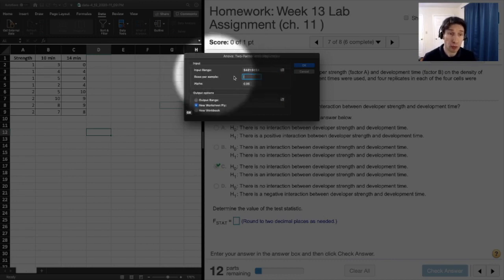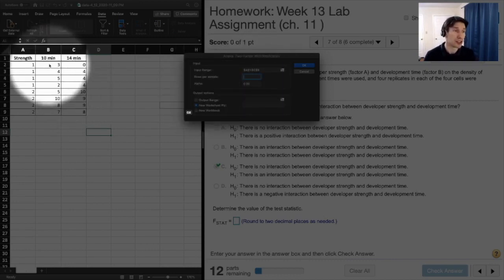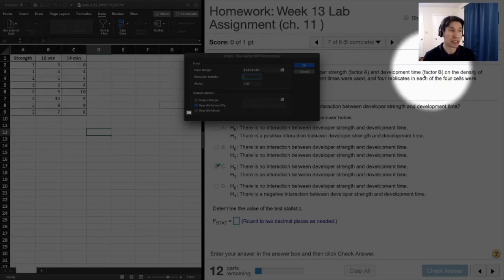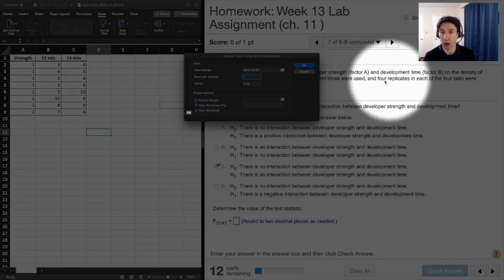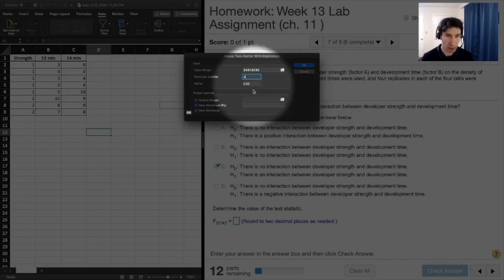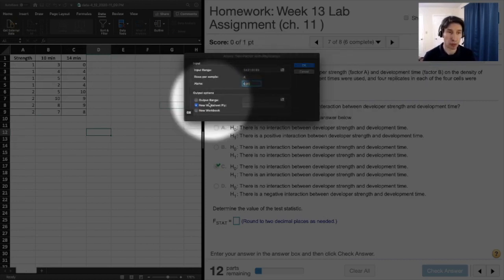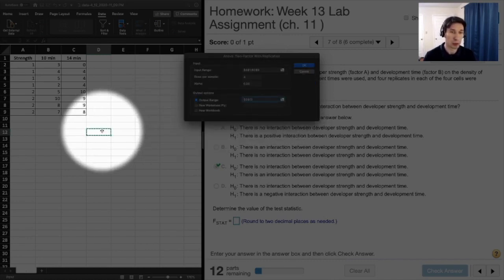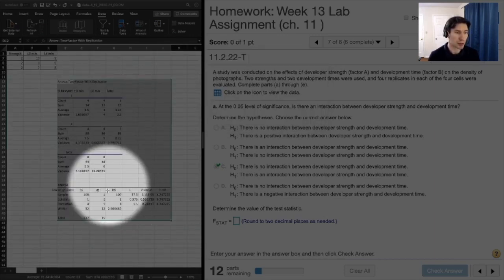What are the rows per sample? That is the number of rows for each category of this factor, right? It's the same thing that they call the replicates. So there are 4. Alpha is 0.5, and the output range, once again, I prefer to put it somewhere on the spreadsheet. And here is my ANOVA.